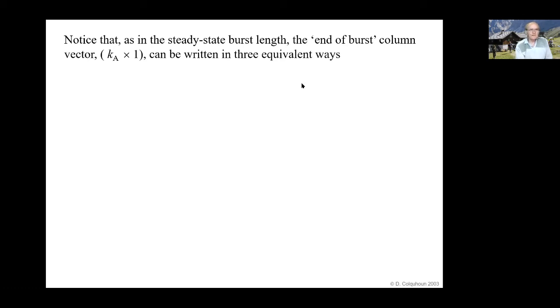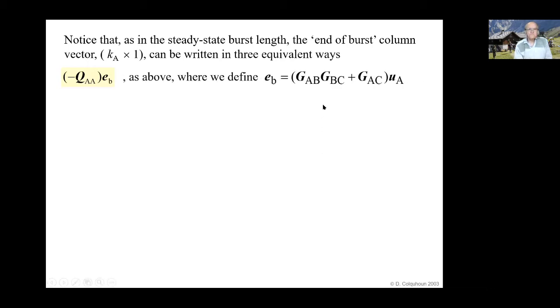These expressions all had a sort of end of burst vector, which if we go back to the burst length distribution, we can see can be written in various ways. This is the end of a burst because it measures the probabilities of going from A to C. That clearly should be UC there, because otherwise it wouldn't add up. Sorry about that.